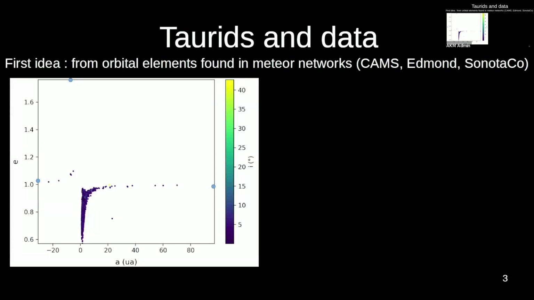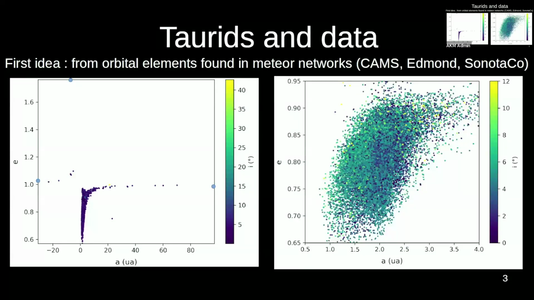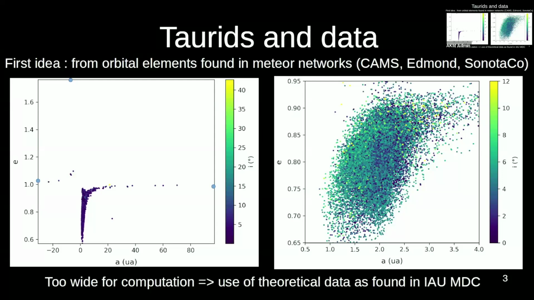So I was like, okay, let's just focus on the highest concentration here, which is there we go. So this is just a zoom basically in the middle here, which is a bit better, but we still have a very wide inclination, and same for every other orbital element. So in the end, I decided not to use this, and I just went to take a look at the theoretical data that's given in the Meteor Data Center that we heard a lot about today.